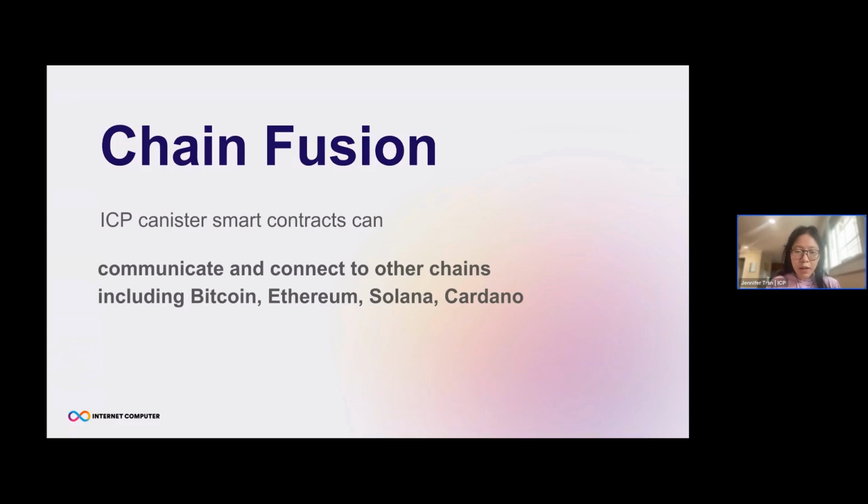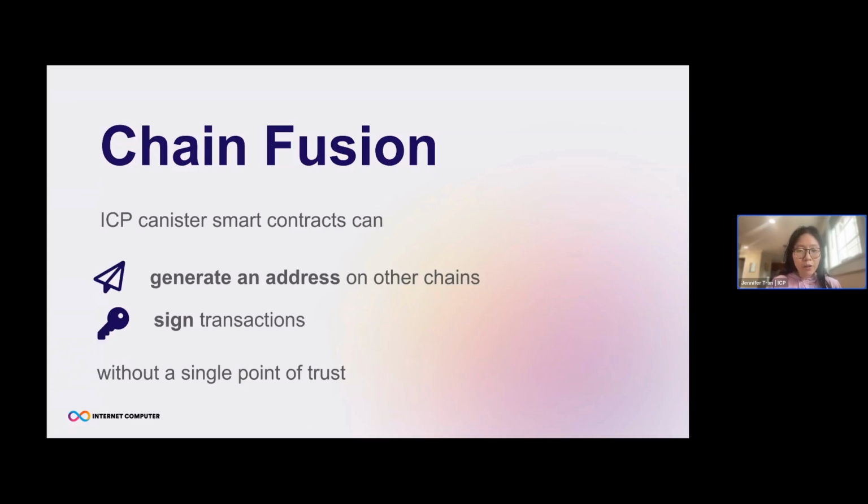So Chain Fusion, from a high level, allows ICP canister smart contracts to communicate and connect to other chains, such as Bitcoin, Ethereum, Solana, and Cardano. What that actually entails is that ICP canister smart contracts can directly generate an address on these chains and then sign the transaction using that address without a single point of trust.